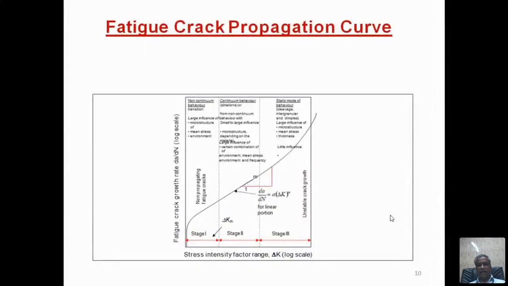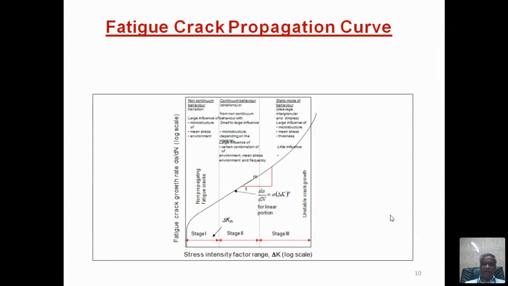And this is a typical fatigue crack propagation curve. Of course, the graph is not so clear. Anyway, I'll show another graph later. Next slide. So this is the typical fatigue crack growth rate, the relationship between crack growth rate versus stress intensity factor. The x-axis is stress intensity factor and the y-axis is fatigue crack growth rate, dA by dN.